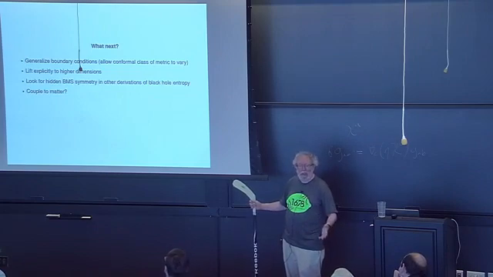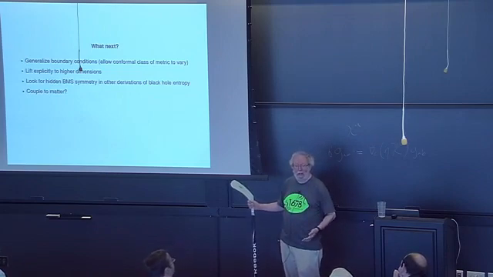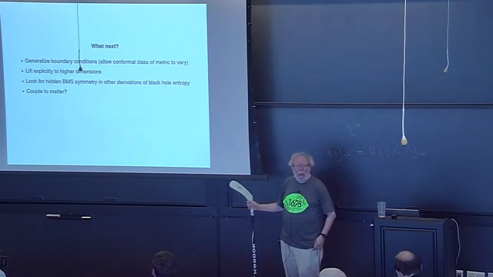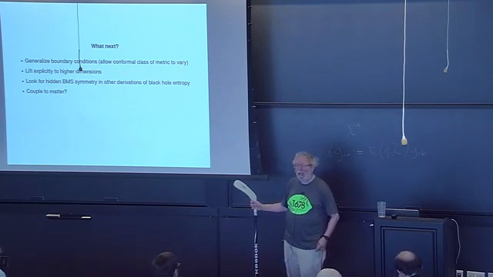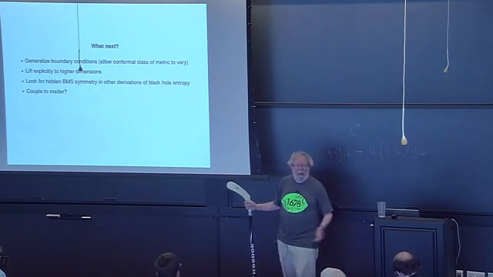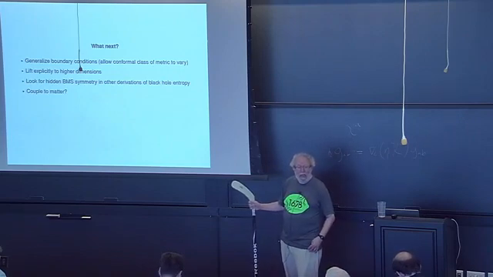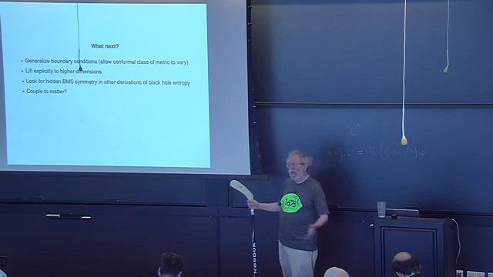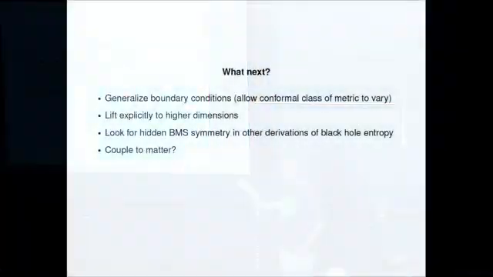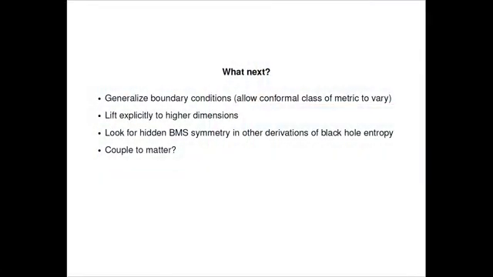But the things on my list, at least, are, as I said, I had chosen to limit to transformations that fixed the conformal class of the metric, basically because that was good enough and it made everything look simple. But it would be nice to find the most general set of variations for which the covariant canonical formalism made sense. As I've been saying, it would be nice to lift this explicitly to higher dimensions.